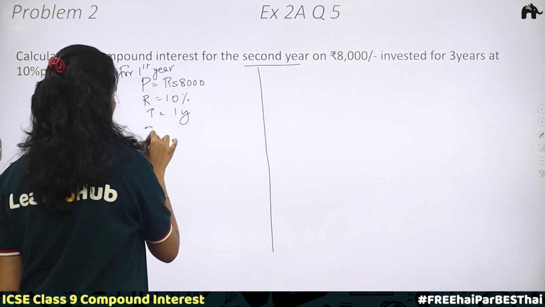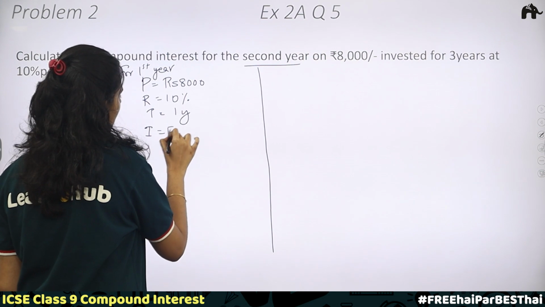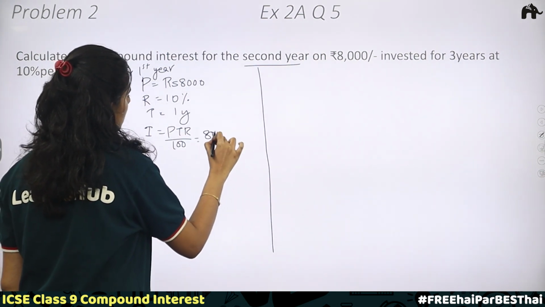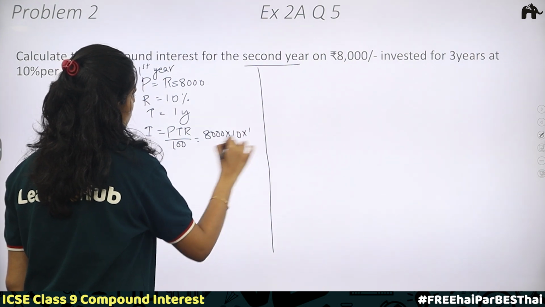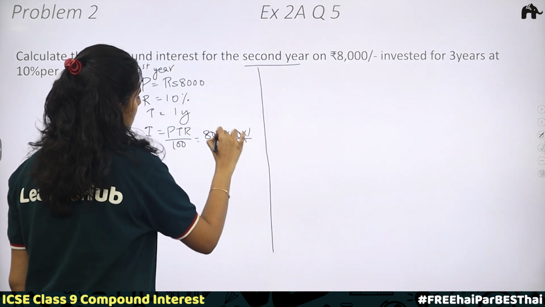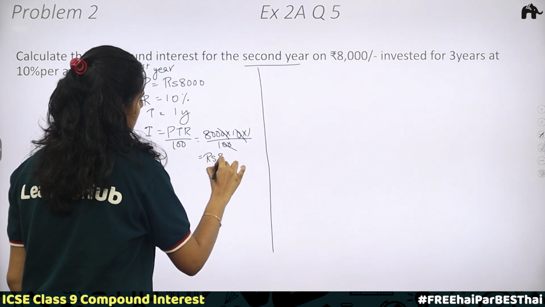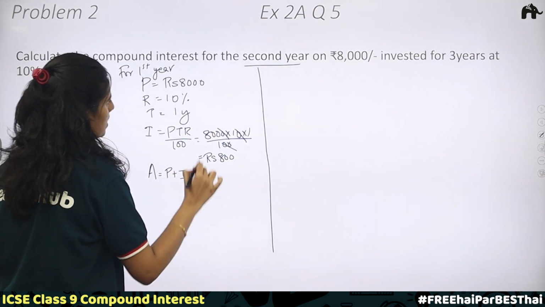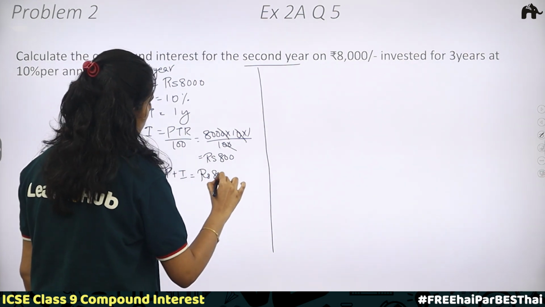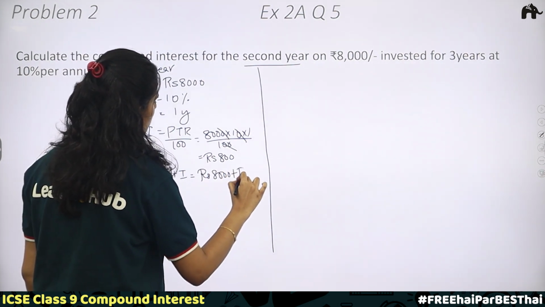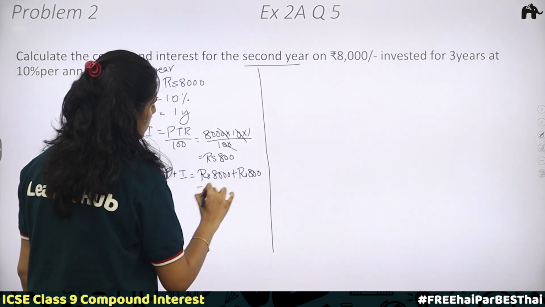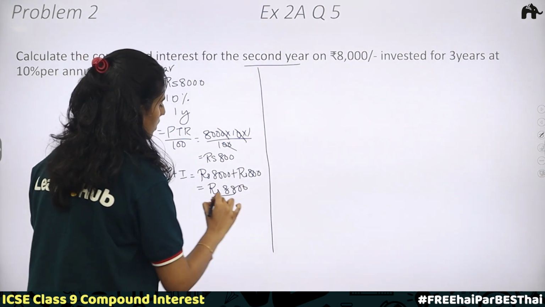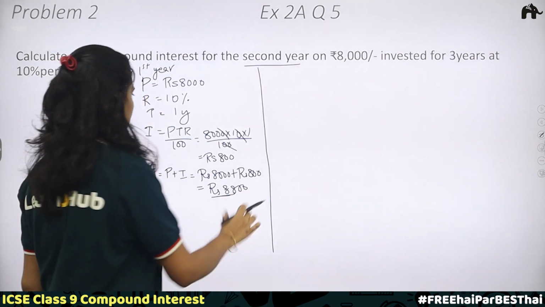What is interest? Interest is equal to PTR divided by 100, which is 8,000 into 10 into 1 divided by 100, which is rupees 800. Then what is the amount? Amount is principal plus interest, rupees 8,000 plus rupees 800, which is equal to rupees 8,800. Okay, we got the amount rupees 8,800.